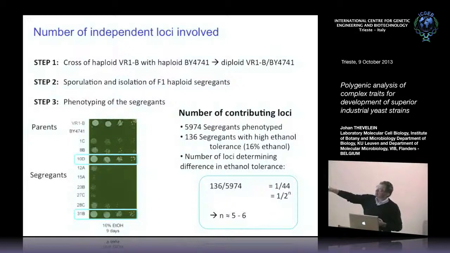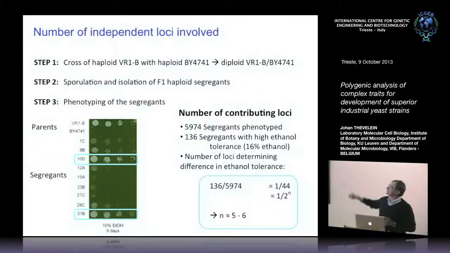You can see some have poor ethanol tolerance. These are the two parents again, the Brazilian parent and the laboratory strain, with a big difference in ethanol tolerance. And you can see some segregants have poor ethanol tolerance, then some segregants have very good ethanol tolerance. We phenotyped 5,974 segregants in this way for ethanol tolerance. 136 segregants had high ethanol tolerance, able to grow well on 16% ethanol. And as you will see further on, of the 136, 31 were able to grow on 17% ethanol.